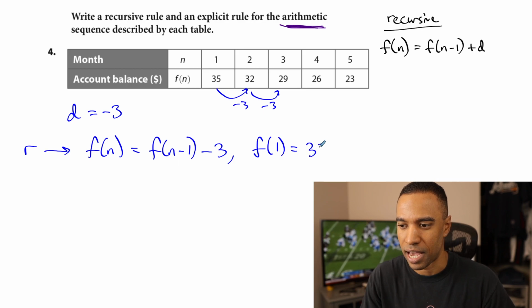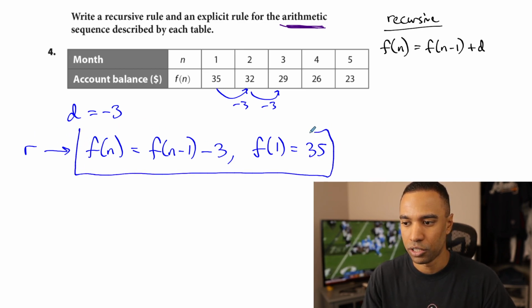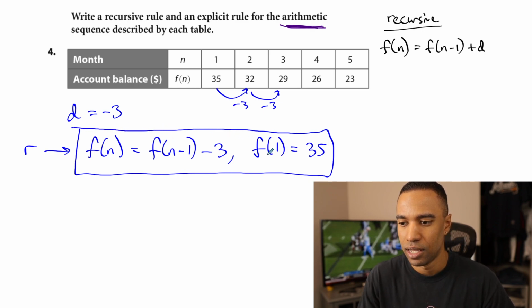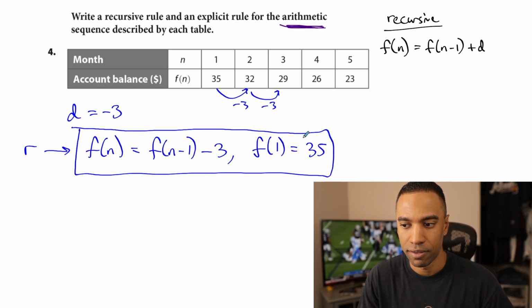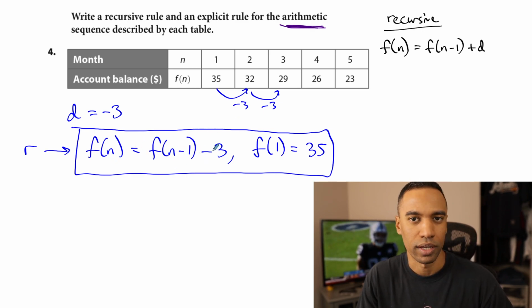Specifically, the first term would be ideal. The first term is 35. So for the recursive form, it says starting from 35, to find the next value, let's take the value before it and subtract 3.